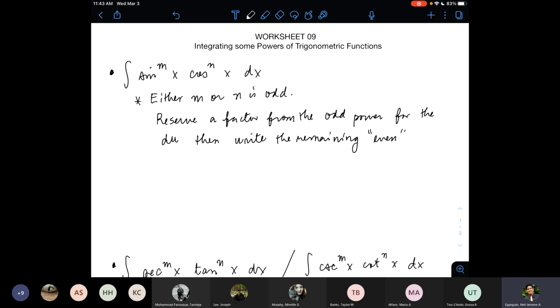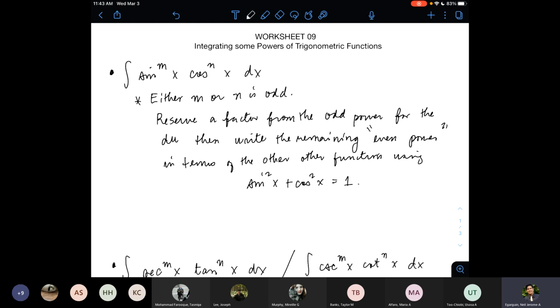So what remains would be an even power. Because remember, one of them is odd. You take 1 from that odd power, so you will have an even power left. So that remaining even power should be written in terms of the other function using the Pythagorean identity sine squared x plus cosine squared x equals 1.